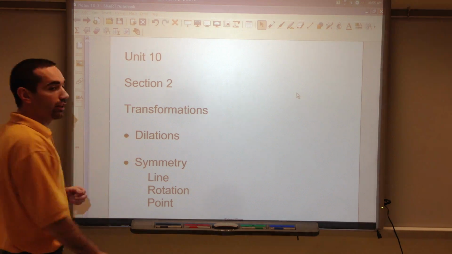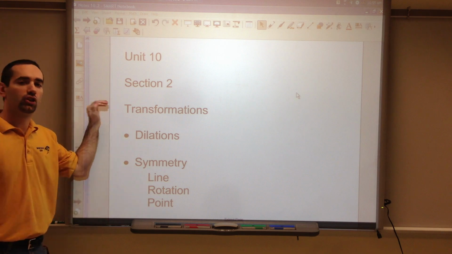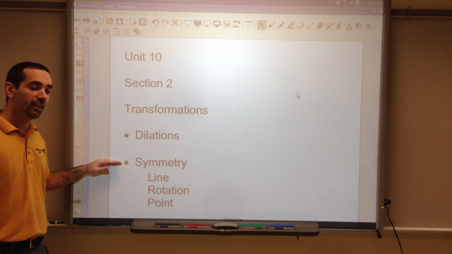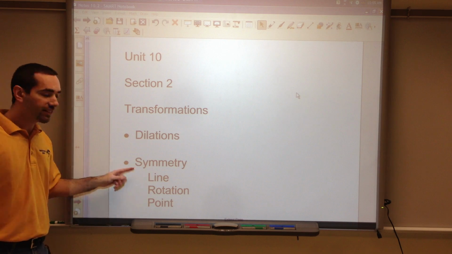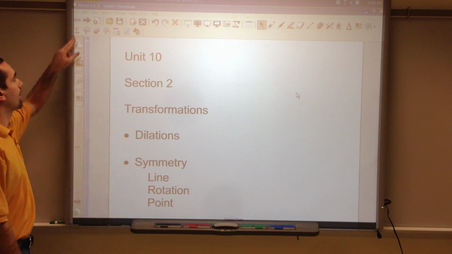Today we're going to look at Unit 10, Section 2. Again, we're focusing on transformations. And today we're going to look at dilations and symmetry: line symmetry, rotation symmetry, and point symmetry.